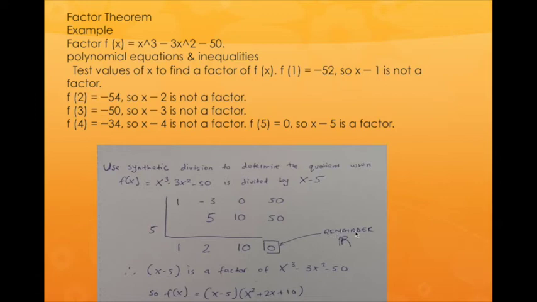So as you can see, the remainder here is 0. Therefore this means x minus 5 is a factor of x³ minus 3x² minus 50. So from this we can say f(x) is equal to (x minus 5)(x² plus 2x plus 10). As you know, this is the quotient found, and this is a factor that we know is equal to 0. So this is one of the factors of f(x).